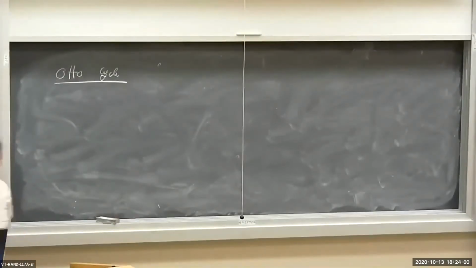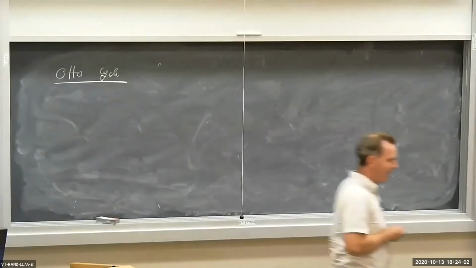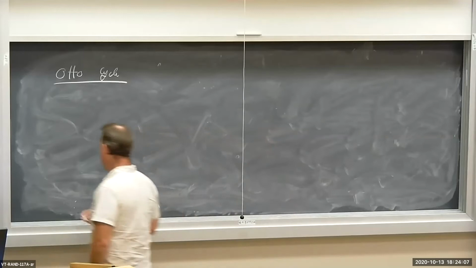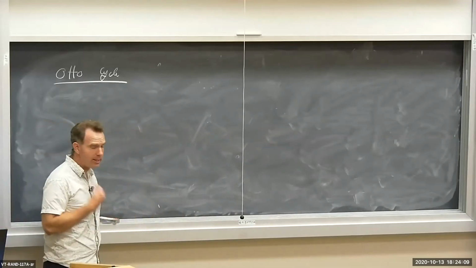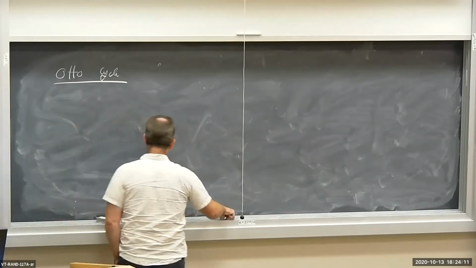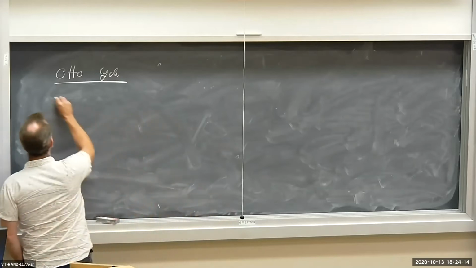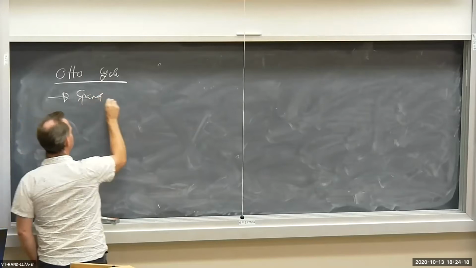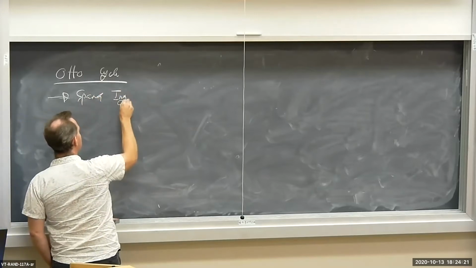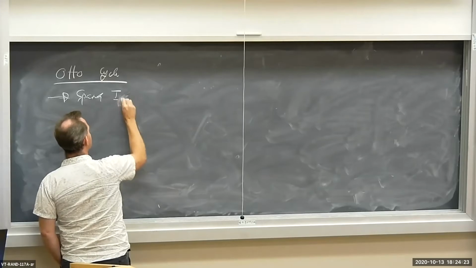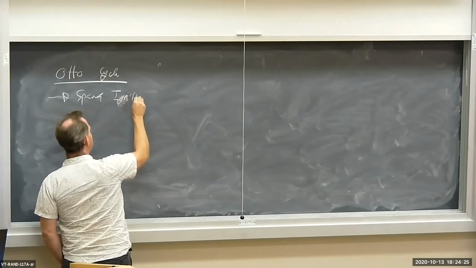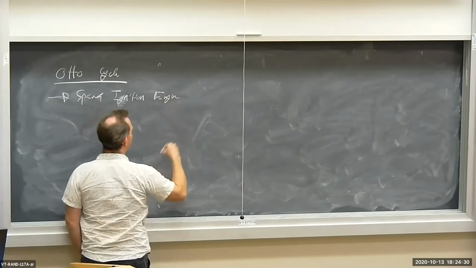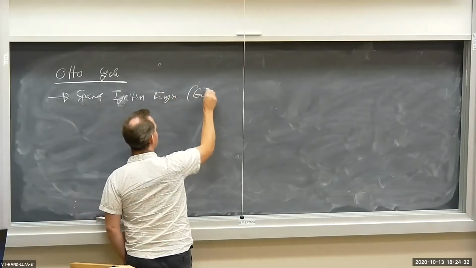All right, so let's have a look at the Otto cycle, which is a blackboard approximation for how the internal combustion engine works if you have a spark ignition engine or a gasoline engine. So the Otto cycle corresponds to a spark ignition engine. In other words, gasoline engine.